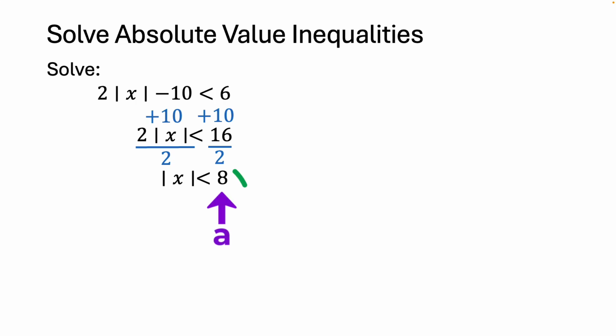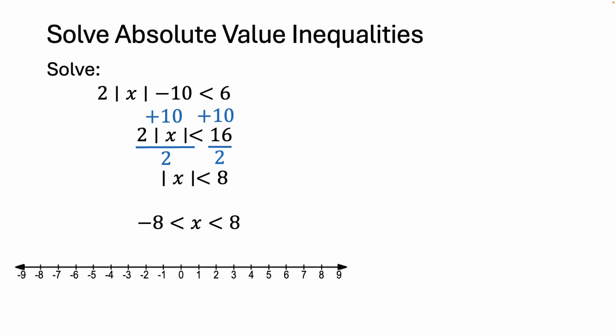Since 8 is a positive number, we know that this absolute value inequality will have a solution. In inequality form, this would be x is greater than negative 8 and x is less than 8. So x is between negative 8 and 8, although here, since we have strict inequalities, we are not including those endpoints. Now let's graph this on a number line.